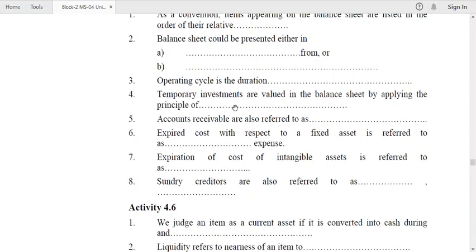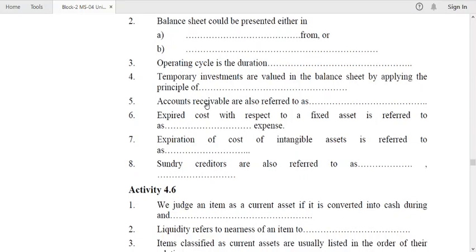Temporary investments are valued in the balance sheet by applying the conservatism principle. Their market value will not be shown in the balance sheet, only cost price. Whichever is lower, that will be shown. This is the principle of conservatism.